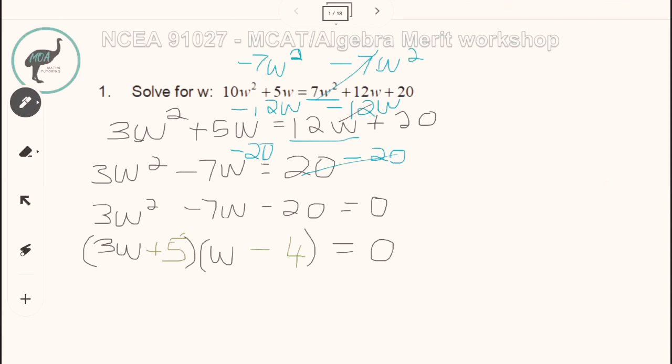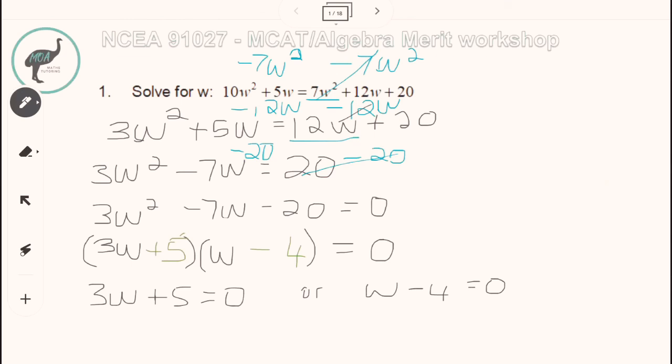Now, when you've gotten to this stage, the last step is to find your w. In this case, remember that the point of factorizing is that we've got two things multiplied together equal to 0. Now, to get anything to be equal to 0 when you multiply it, one of the things has to be 0. Like if you have 3 times 0, that would be 0. So one of these two brackets needs to be 0 for the answer to be 0. So that means we look at either 3w plus 5 is 0, or the w minus 4 must be 0. So one of those two brackets needs to be 0.